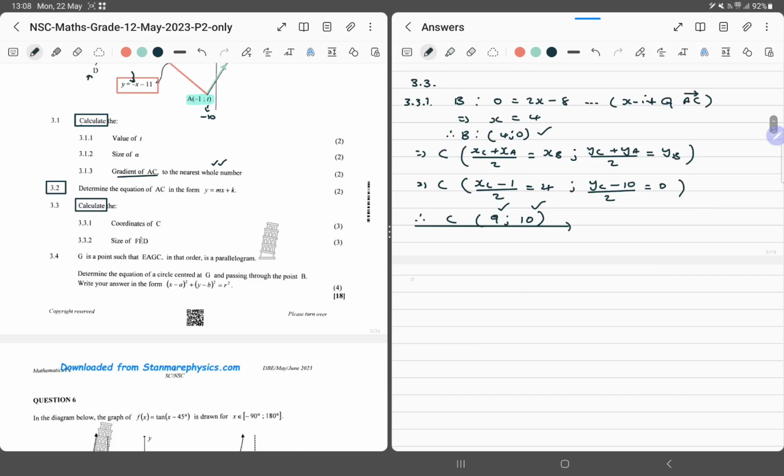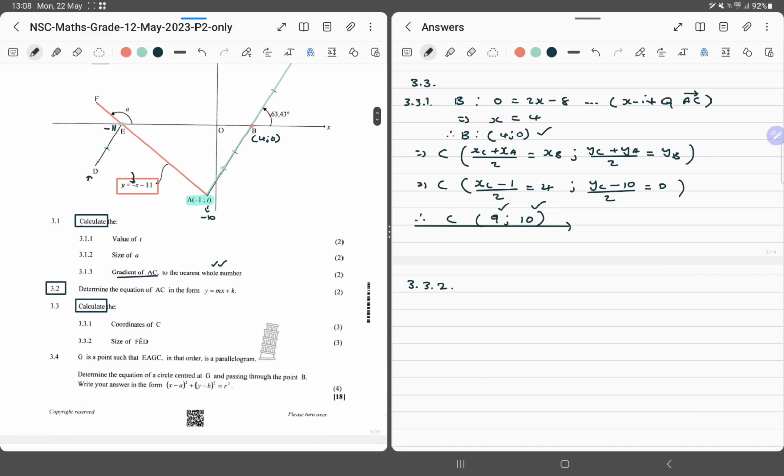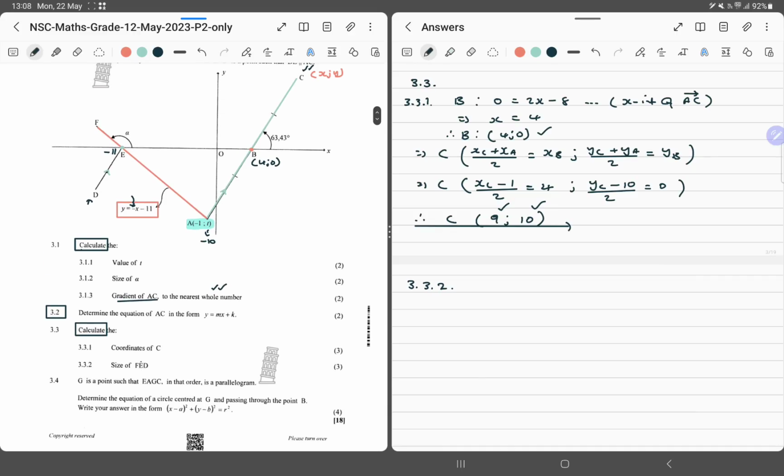All right, so we've got 3.3.2. We are told to find the size of the angle FED. Now FED, so this is the angle that we're looking for. So we're looking for this angle over there.